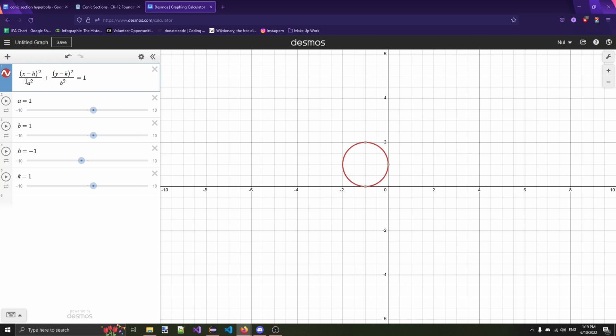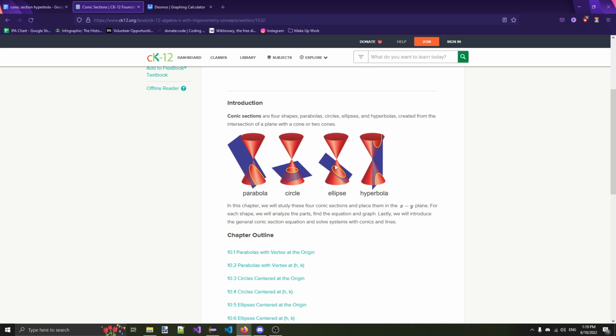Now, why these are squared, I'll get to that. It makes sense, but you'll have to wait. I promise, it makes sense. So that's how circles and ellipses work, right? These are the simple ones.